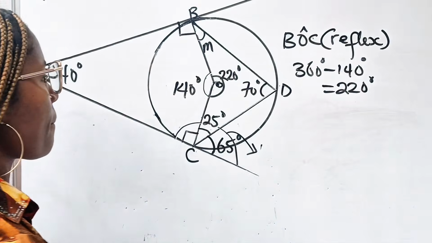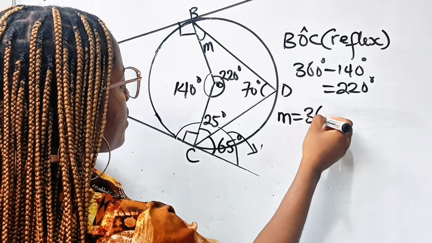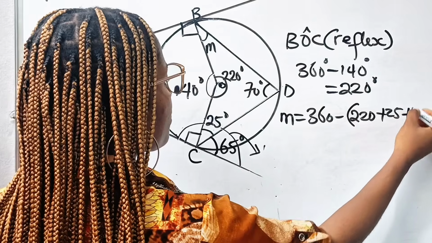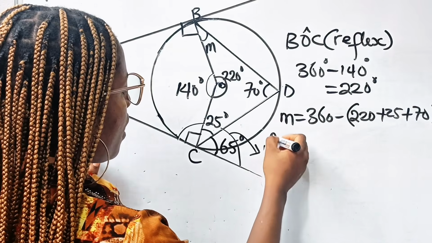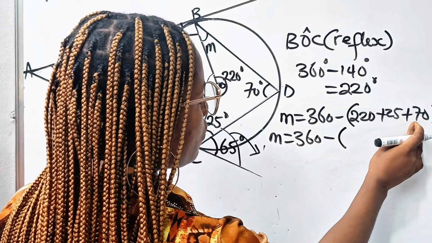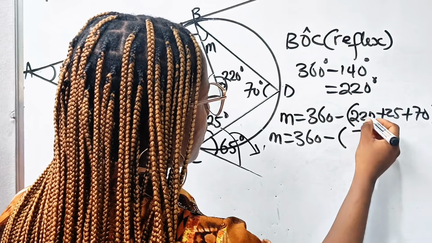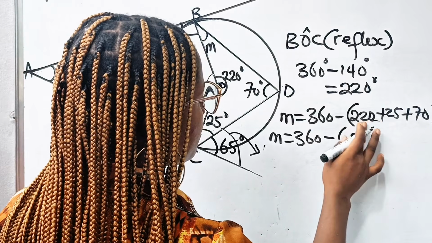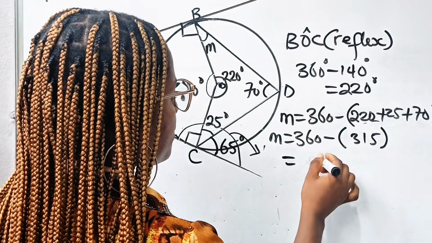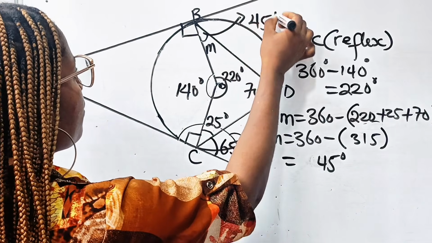Therefore, to get angle M, it will be equal to 360, take away 220 plus 25 plus 70. So our M will be 360, take away 25 plus 70 is 95, plus 220 is 315, right? And this will give us 45 degrees. So it means that M is 45 degrees.